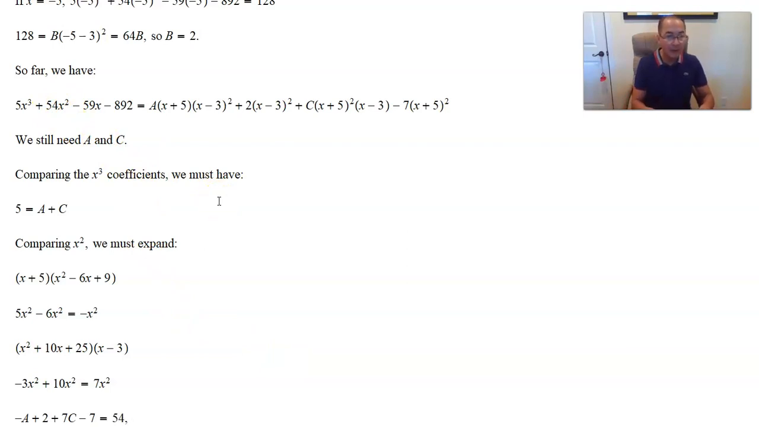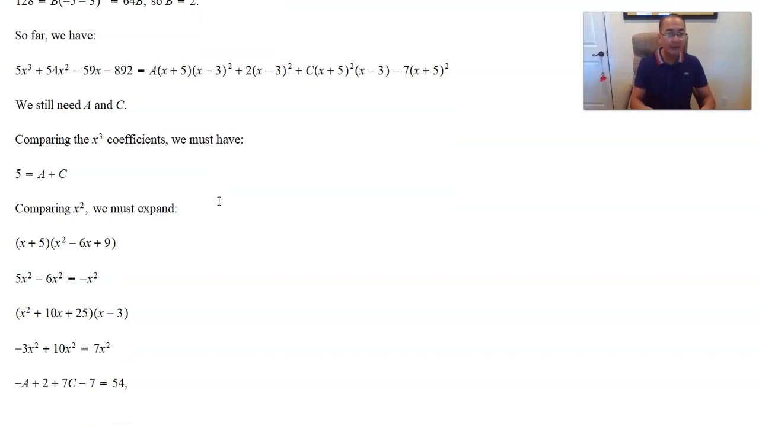Okay, so we get, let's clean that up, negative a plus 7c equals, okay, so what have we got? 2 minus 5 minus 7 is minus 5. So 54 plus 5 must give us 59. Okay, great. But there's more. We know that a plus c must be 5.